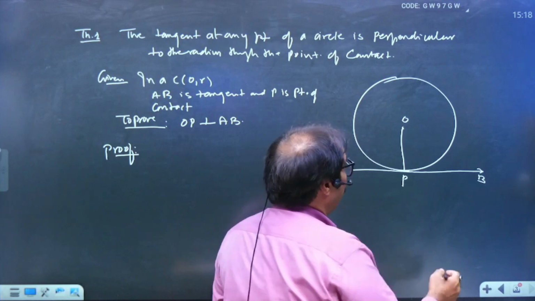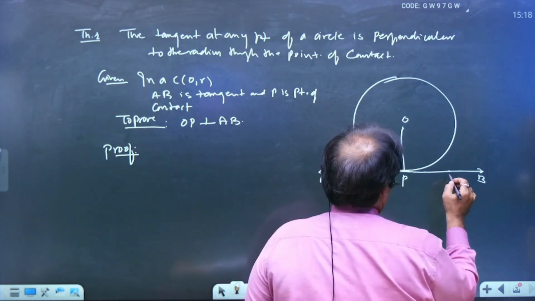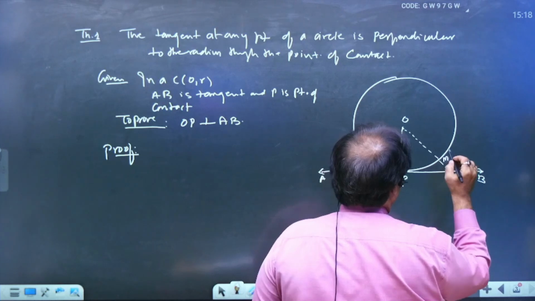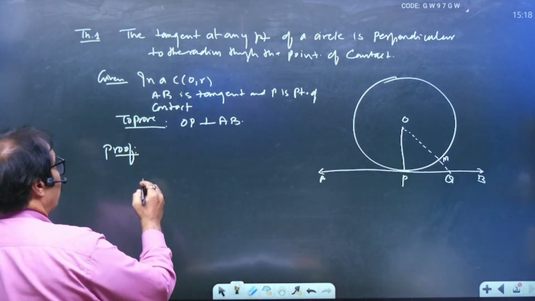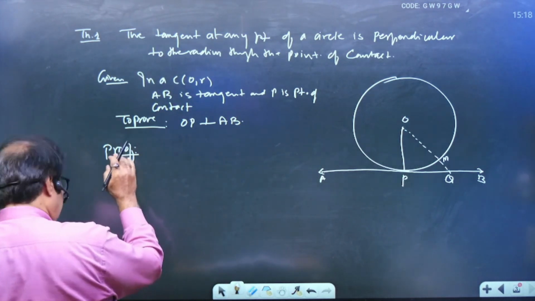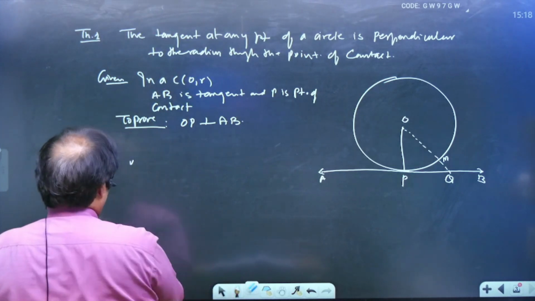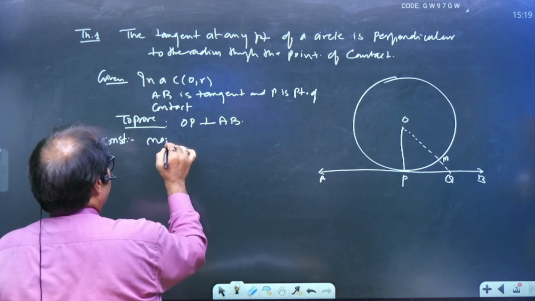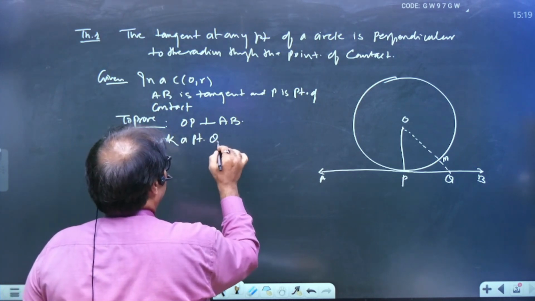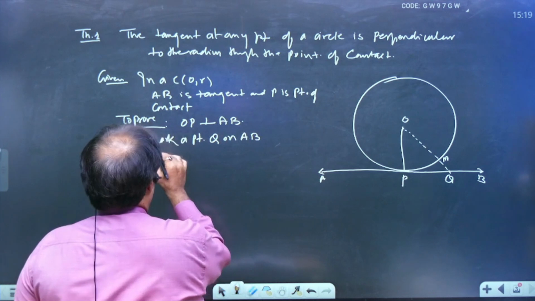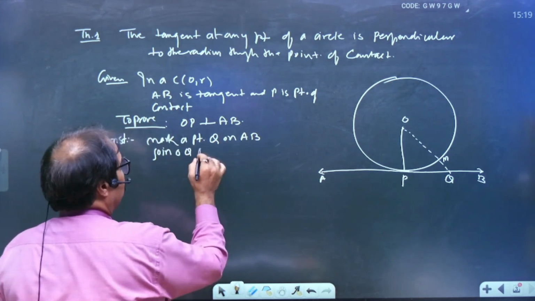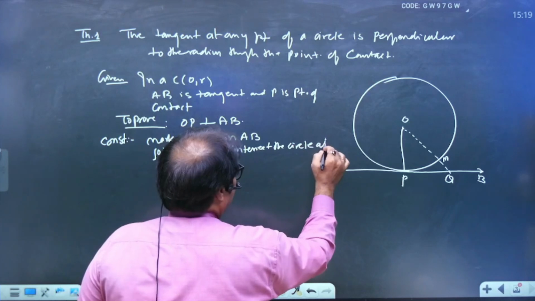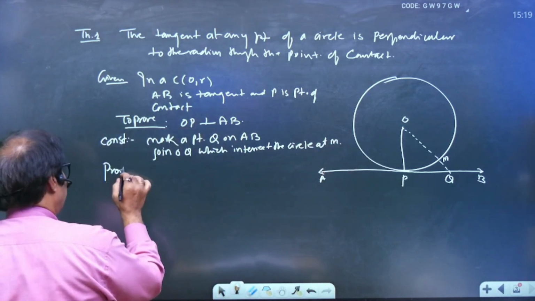So for the proof, mark a point Q on AB and join OQ which intersects the circle at point M. Or we can write in the construction portion: Construction, mark a point Q on AB and join OQ which intersects the circle at M. Now we are coming to the proof.